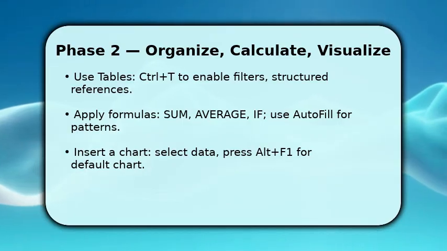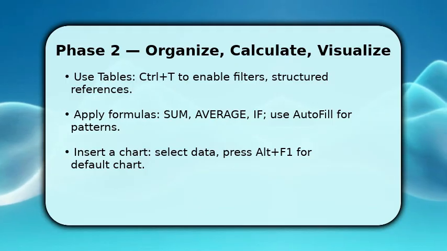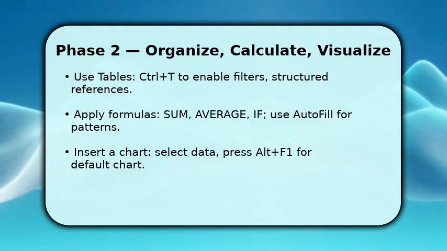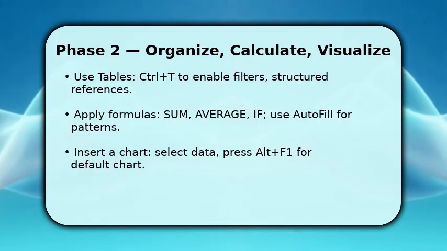Once calculations look right, create a chart by selecting the data and pressing Alt+F1. Then adjust axes and labels. This helps you see trends and validate your formulas in context.